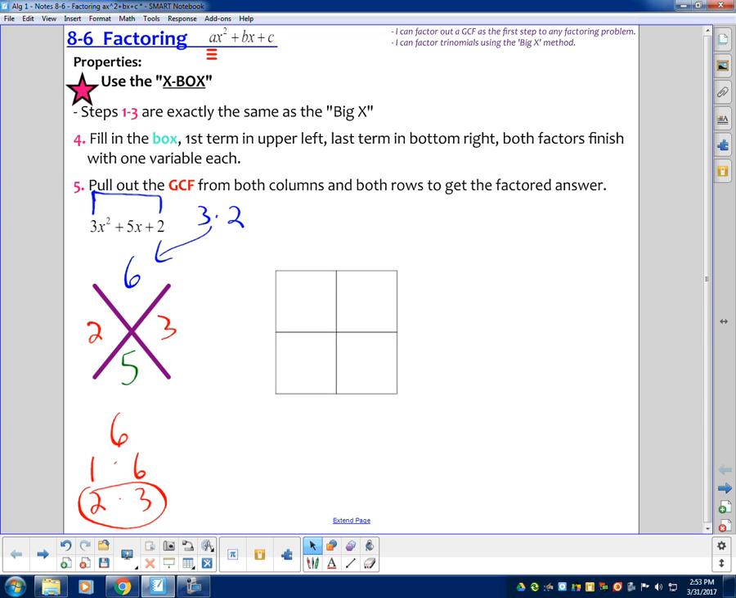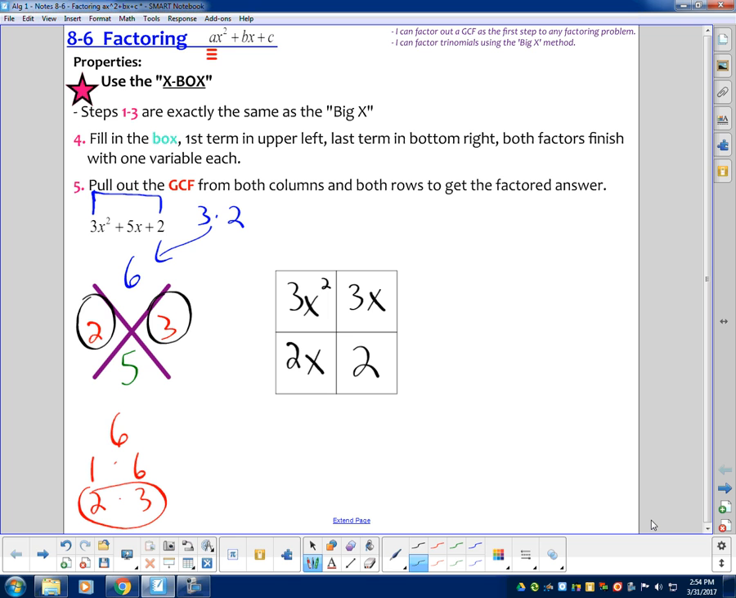First term in the upper left. So the first term here is 3x squared. We're going to put that in the upper left. Last term in the bottom right, so that last term is 2. So first term, 3x squared, last term 2, bottom right. Both factors finish with one variable each. So what I mean by that is that the 3 and the 2 finish the table in any order you want with one variable attached to each. So it's 3x and 2x.